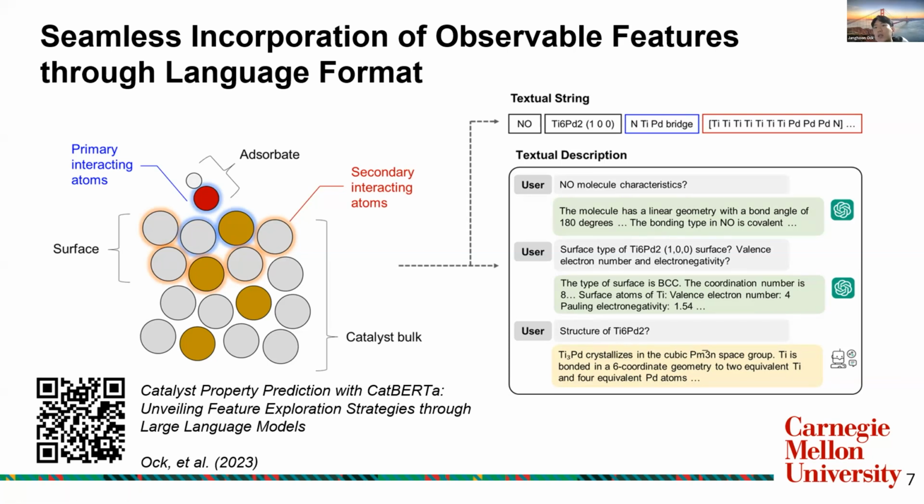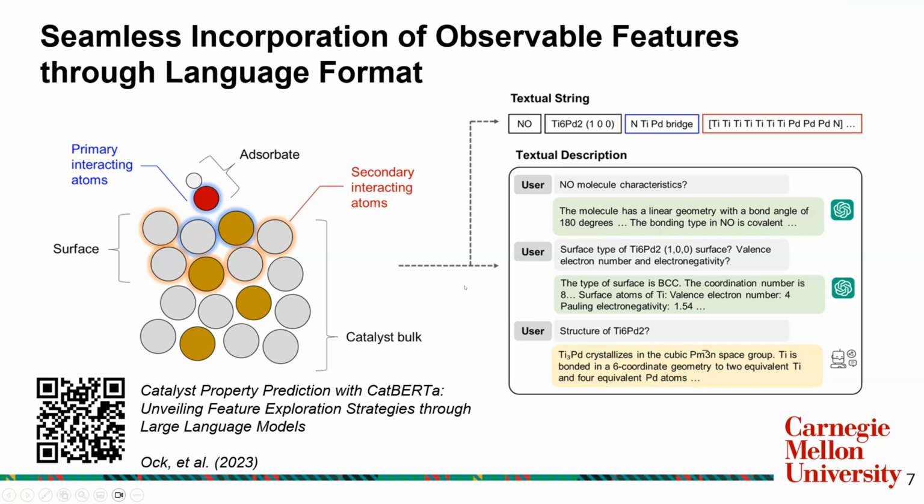For example, we can create a string by combining the chemical symbols of the adsorbate and catalyst and the surface orientation, and the interacting atoms can be grabbed to represent the adsorption configuration. Here, the primary interacting atoms represent the interacting atoms in the adsorbate and the surface, and the secondary interacting atoms are neighboring atoms of these primary interacting atoms in the surface. We anticipate this method can provide rich information regarding the adsorption configuration by grabbing this part. And this is basically about the composition of this system.